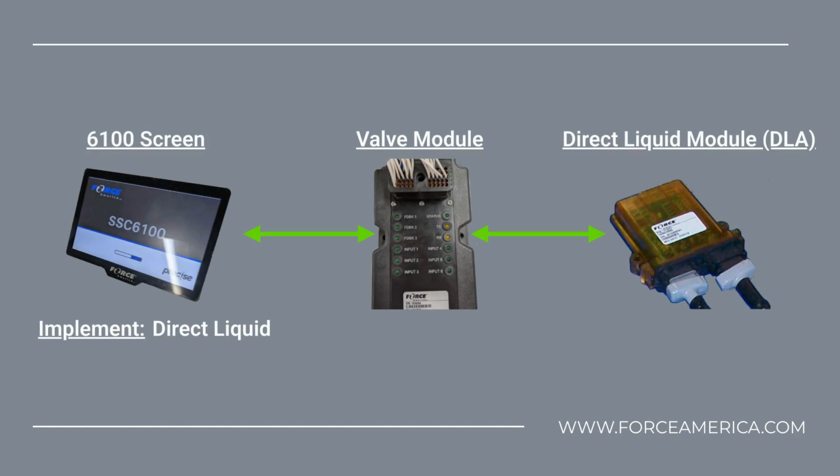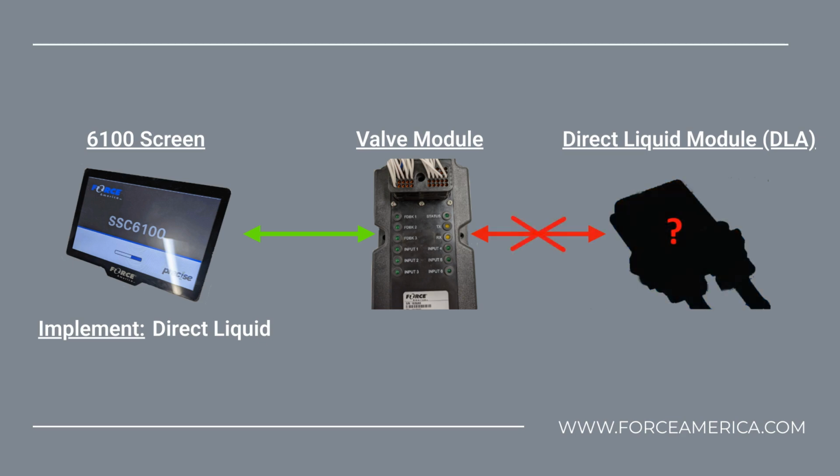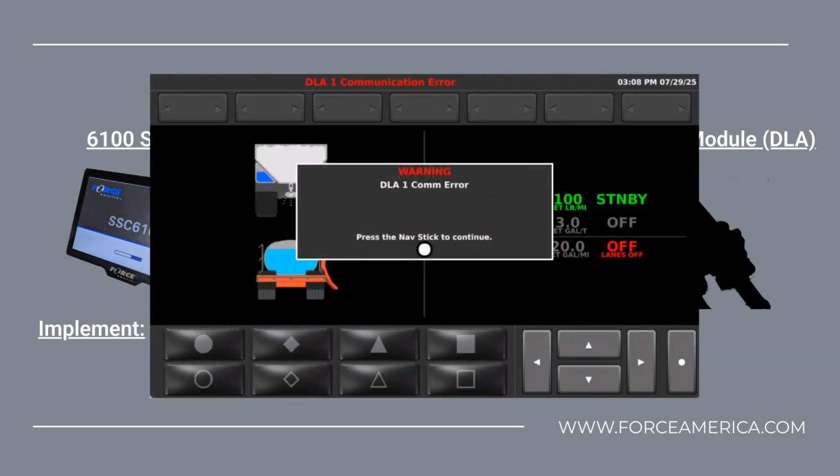Here is a simple example of how a 6100 system communicates with its different modules and how implements are used to adjust the configuration. In a direct liquid implement, the 6100 will be looking to communicate with a valve module and direct liquid module. If the direct liquid module is disconnected and the direct liquid hardware removed from the vehicle, the 6100 will report a communication error with the module.